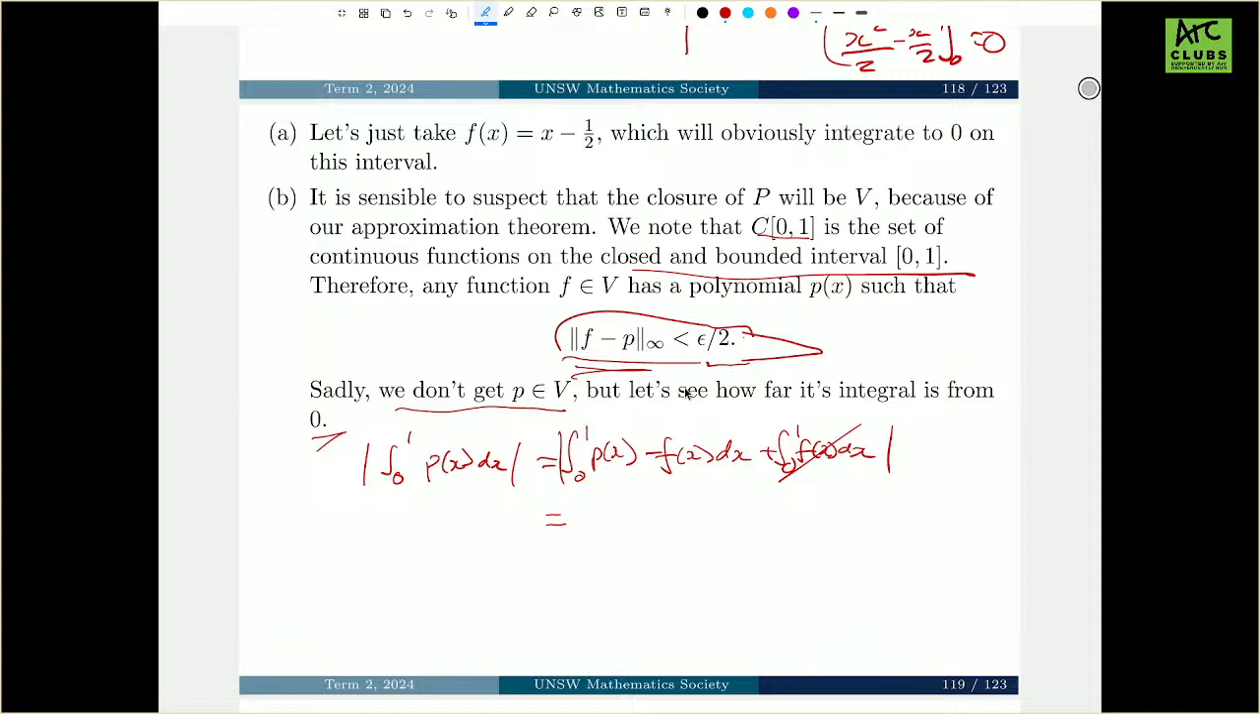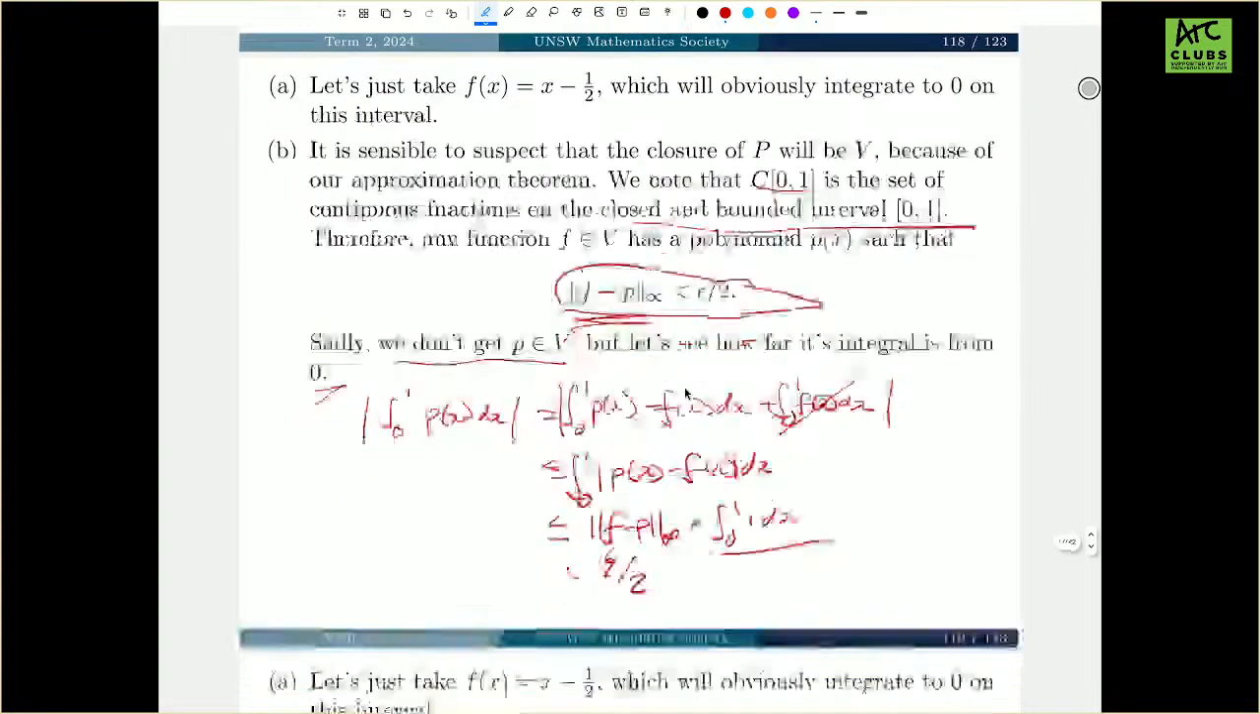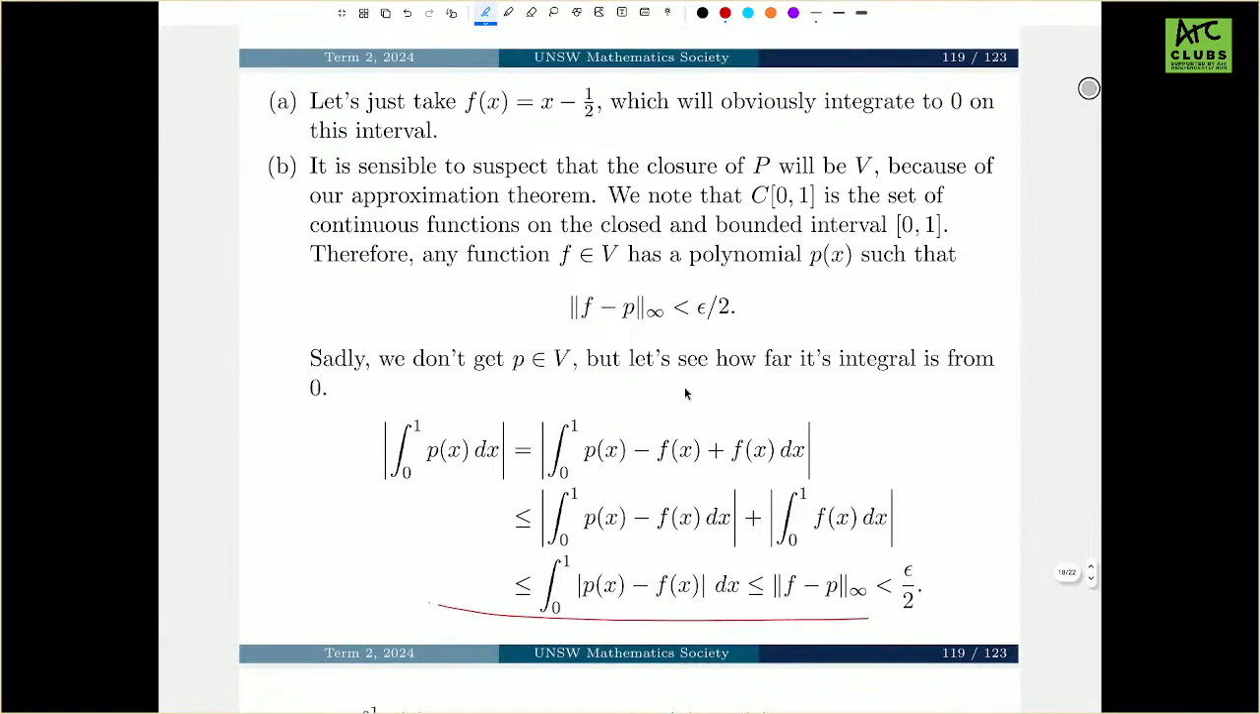Okay, and then we can say that this is less than or equal to this. We can put the absolute value inside and make it less than or equal to, which is also less than or equal to the supremum, the greatest difference between f and p on this interval, which is the supremum norm itself, times the integral from 0 to 1 of 1 dx, which is just less than epsilon over 2, because this is just 1. So we do have some sort of bound on the integral of p, which is nice. It's pretty close to 0, but not exactly 0. Here's just the same working out there.